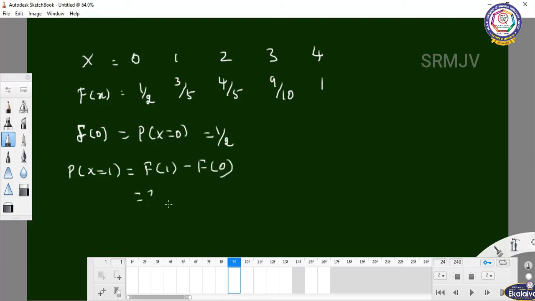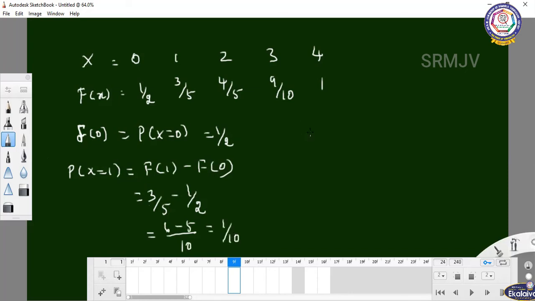3 by 5 minus 1 by 2. So 10 is the LCM. 5 twos are 10. So 6 minus 5. So what is the answer? 1 by 10.